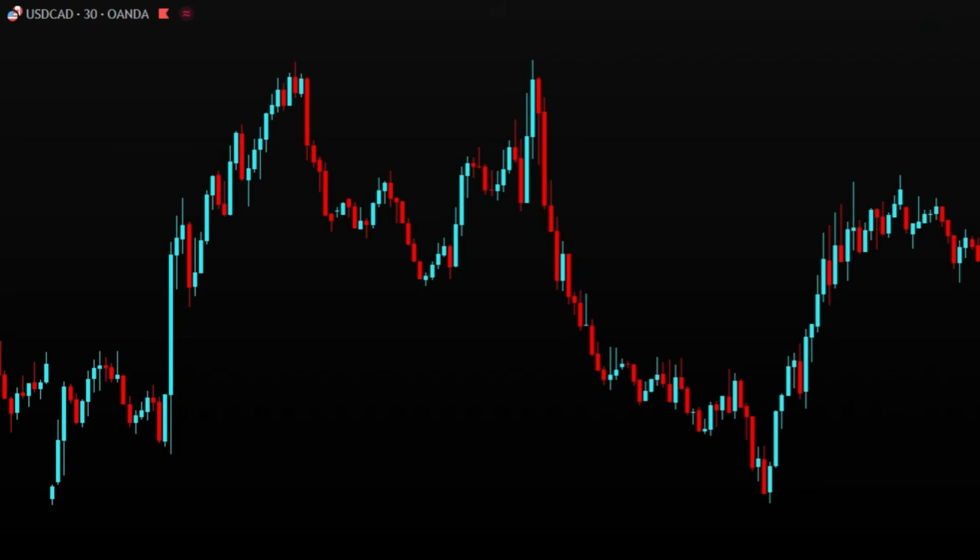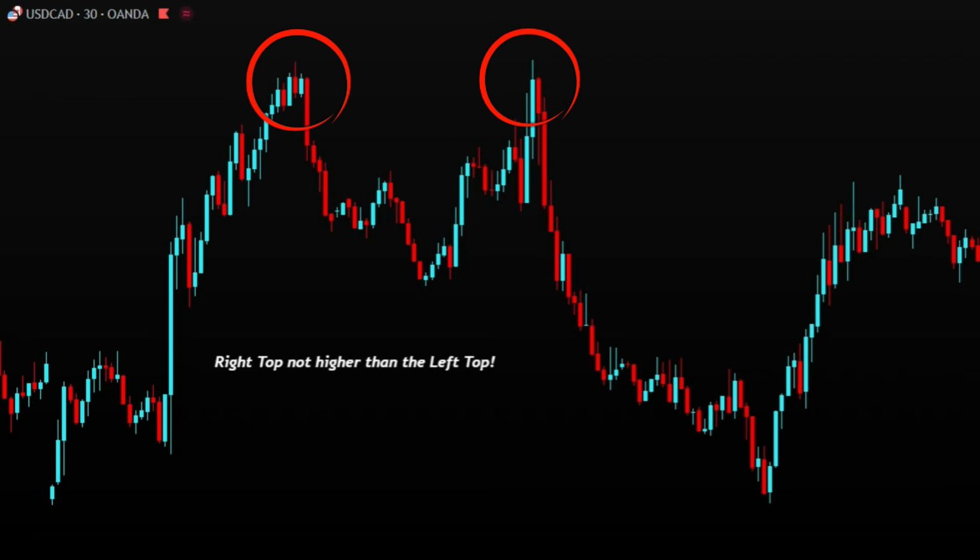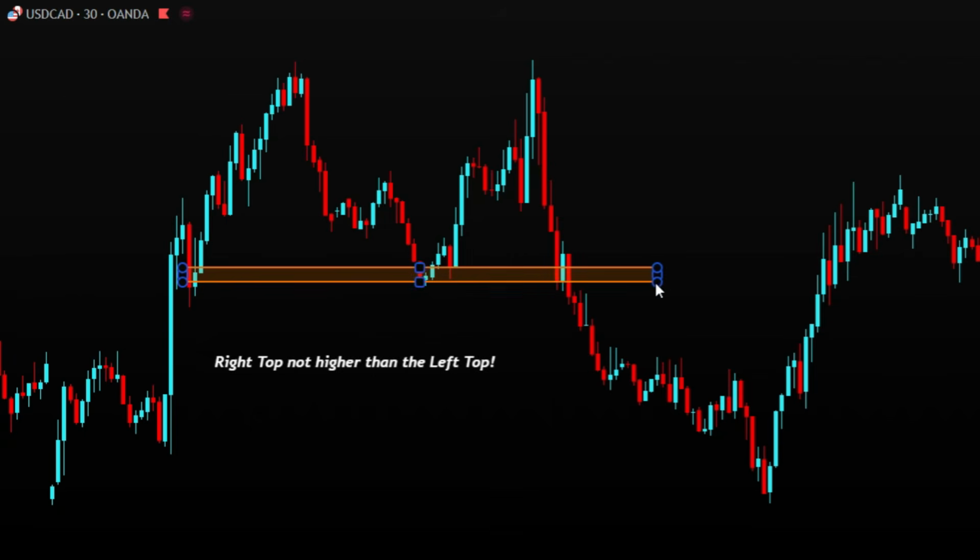Now let's apply Fibonacci to our double top to see how it works. You have to notice something important. The right top shouldn't be higher than the left one. I have found these setups tend to perform better. Now I identified a neckline. Here is how to apply Fibonacci correctly.